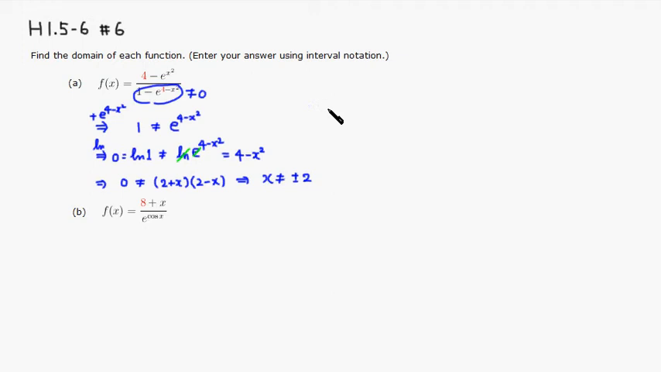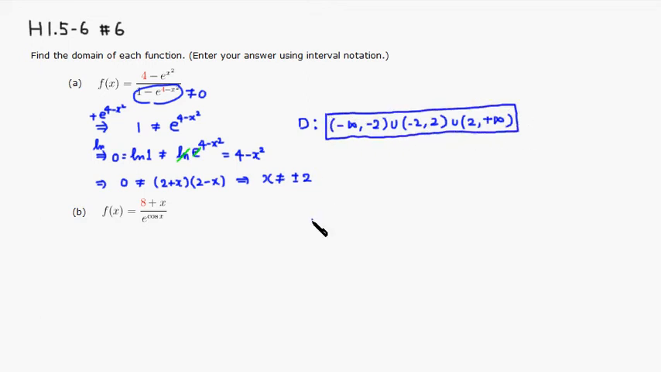If you write the domain in interval notation, all we have to do is eliminate negative 2 and positive 2. So negative infinity to negative 2, skip negative 2, and go all the way to positive 2, and skip positive 2, then go to positive infinity. So that's the domain of the function in part A.